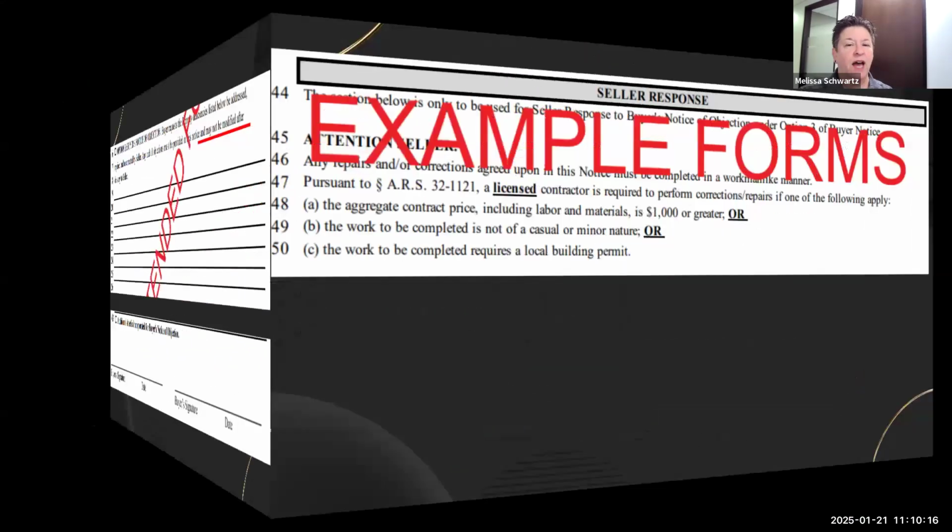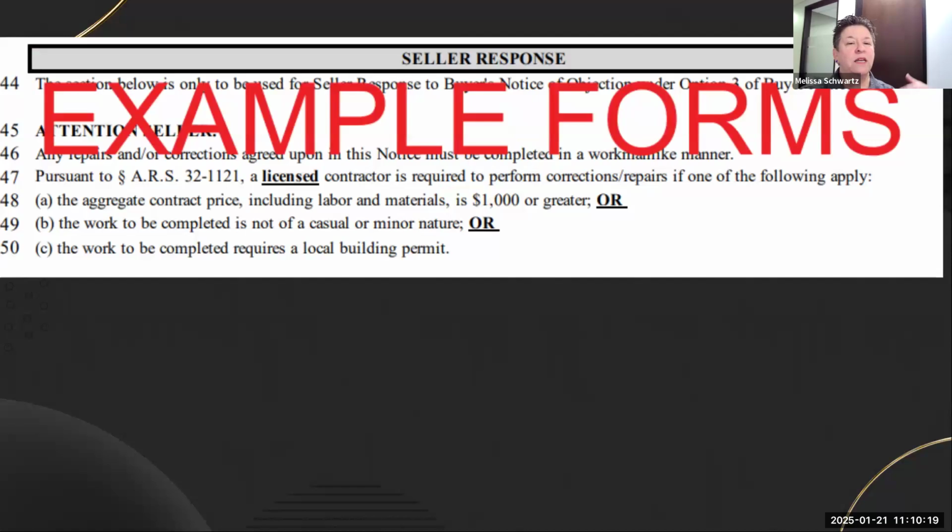There's another sheet on the bottom of that, right? Seller response, they can respond. Please understand, and I would prefer you not write in there that a licensed contractor, if the amount per ARS statute is over $1,000, the work has to be completed by a licensed contractor, right? The work is completed, requires a building permit, or it's not of a casual or minor nature. So somebody coming in and putting the little screw-on thing at the end of the hose bib does not require a licensed contractor, right?